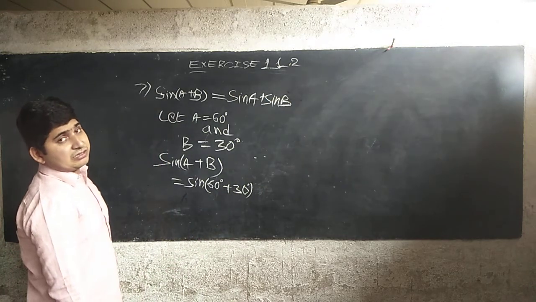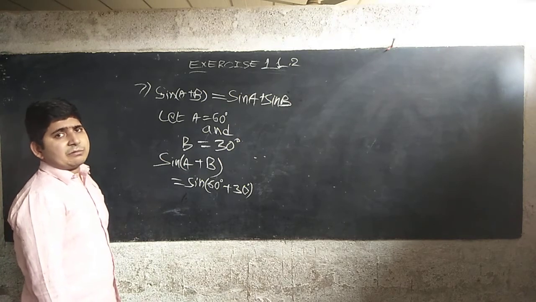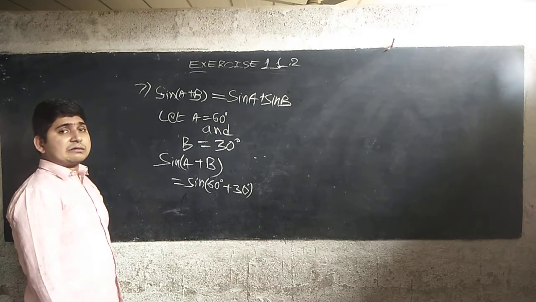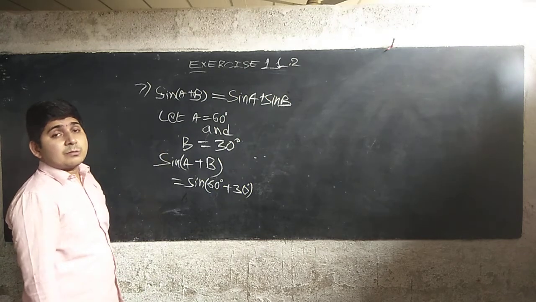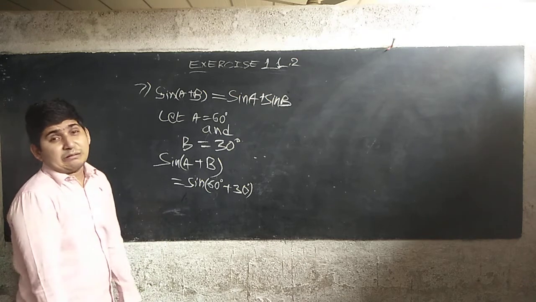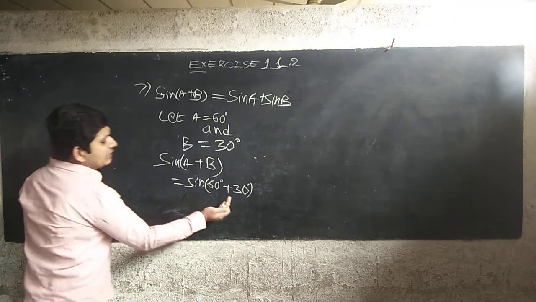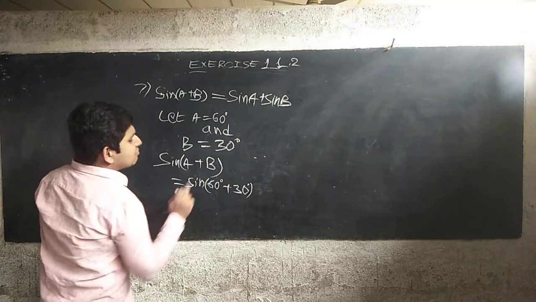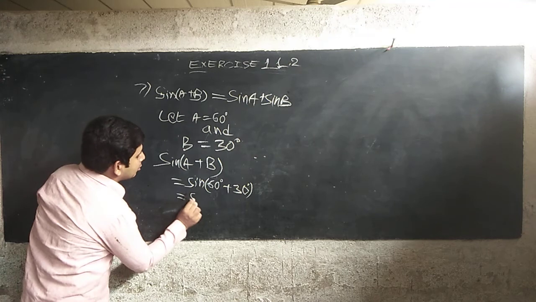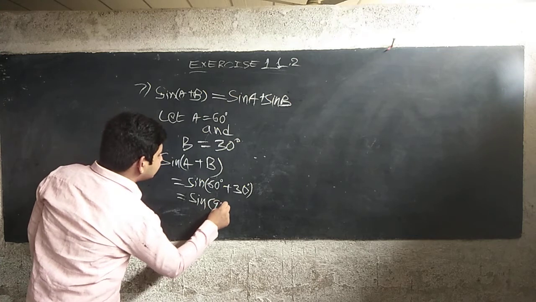According to the BODMAS rule, we have brackets, then of, division, multiplication, addition, and subtraction. By applying the BODMAS rule, we have to simplify the problem in sequence, step by step. It is mentioned in the bracket that we have to simplify 50 plus 30, which equals 90. So it equals sin 90 degrees.